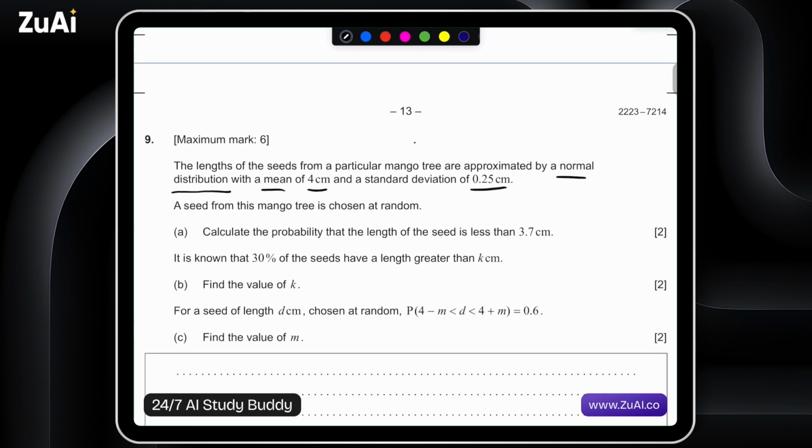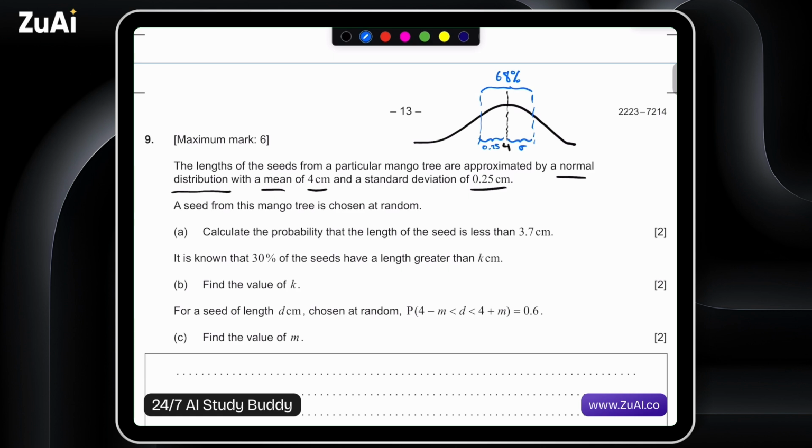So remember, when we're talking about a normal distribution, we have this bell curve, and it's symmetrical and it's centered about the mean, which in this case is 4 centimeters. And we have this standard deviation, which is a measure of spread, and they're telling us that the standard deviation is 0.25. And not super necessary in this case, but remember, for our standard deviation, we have roughly 68% within one standard deviation, and then we have 95% within two standard deviations.